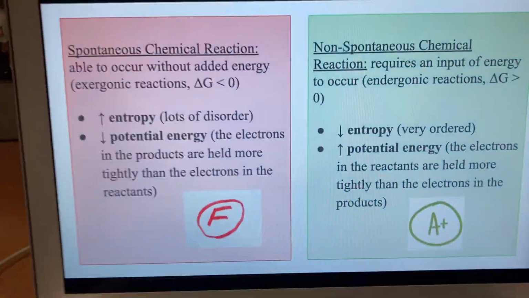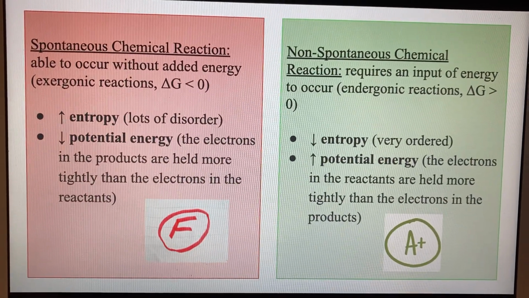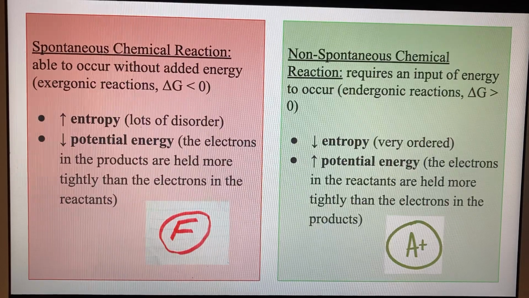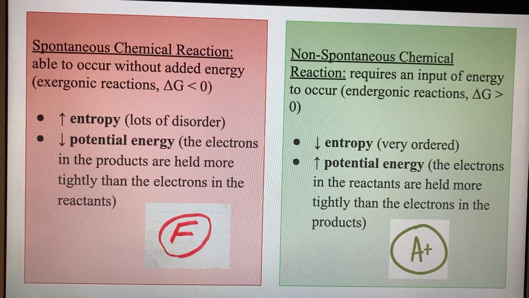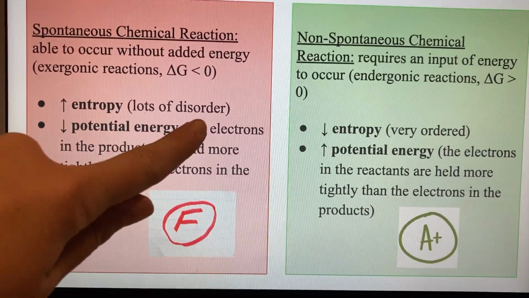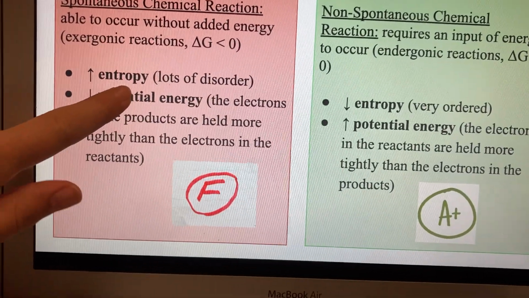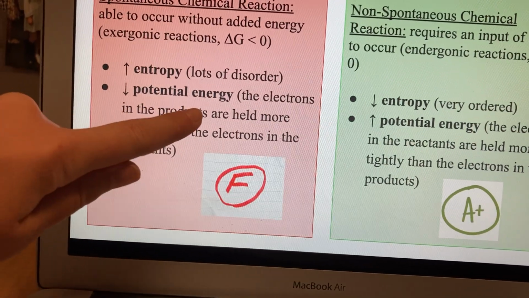So if we look back here, you can see the definitions for spontaneous versus non-spontaneous. So connecting this back to the example, the spontaneous all-nighter that you pulled would result in lots of disorder in your notes, which is high entropy. But it also results in low potential energy.